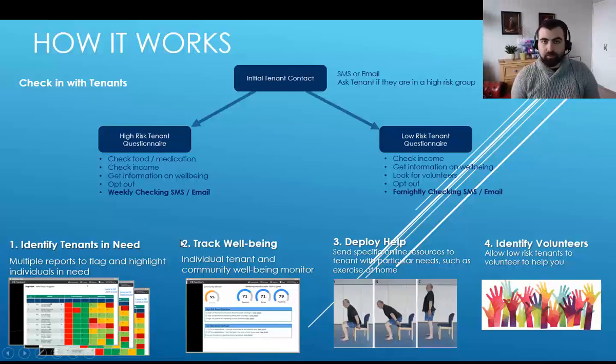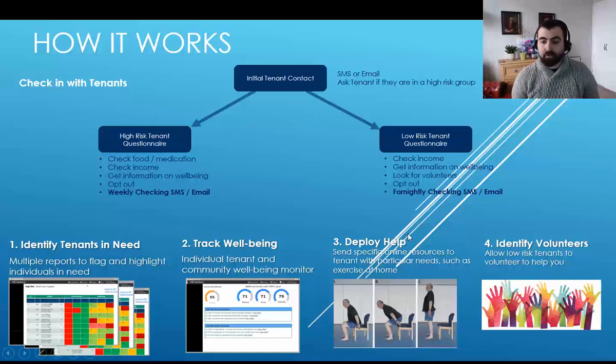We'll also be able to track the well-being of individuals and of the community as a whole. Well-being is going to be a really, really important factor over the coming weeks and probably months. People are going to start feeling the effects of the isolation that they are under, and people are going to start feeling the effects on their social well-being, their mental health most likely, and even the amount of exercise they're able to get. So we can monitor their well-being, track it and trend it over time, and identify different areas where different well-being factors are being affected.